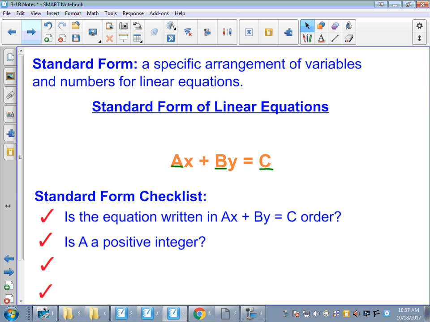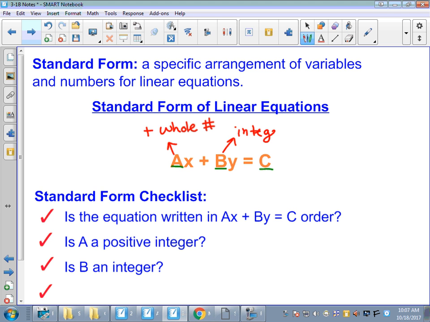The second thing that has to happen in standard form is they want the a value to be positive. So this has to be a positive whole number. No fractions, no decimals, has to be positive, and it has to be a whole number, okay, or integer. Positive integer is a better way of saying that. B has to be an integer. Now, it can be positive, it can be negative, but it has to be an integer. So again, no fractions, no decimals, but it can be positive and it can be negative.